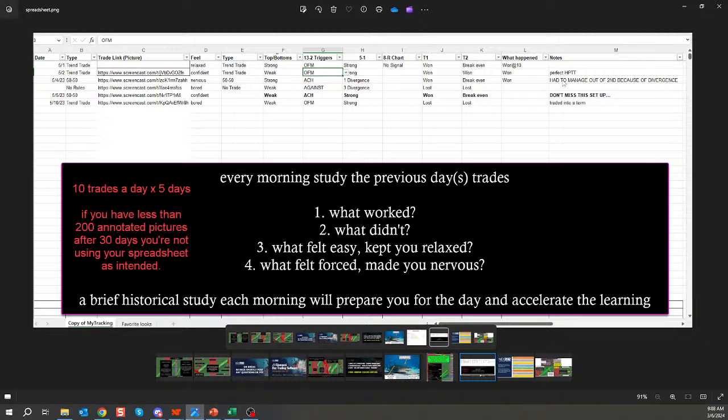But then there's a notes section over here on the side where I'm going to give you feedback on everything that you put in the room. Maybe your entry is a little early. Maybe your exit's a little late. Maybe you misread some trigger lines. We're going to get to talk about that and really focus in on your chart reading and help you get better.